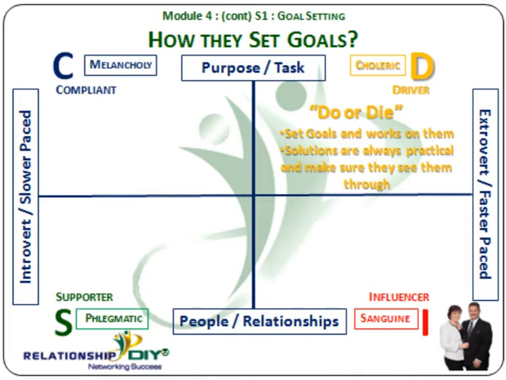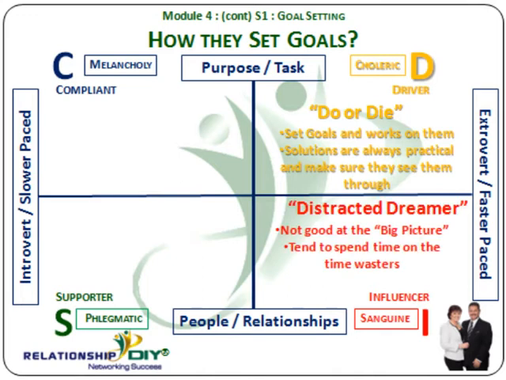Now we saw in the previous slide that the I's were great because they love the fun process. However, in the methodology of how they set goals, we have learned that they are distracted dreamers. Unfortunately, they're not very good at the big picture. No, they tend to spend time on what is unnecessary. In other words, they spend time on all the time wasters. They get involved in things that aren't really important. In fact, their ability to discern between what is urgent and what is important is not always that good.